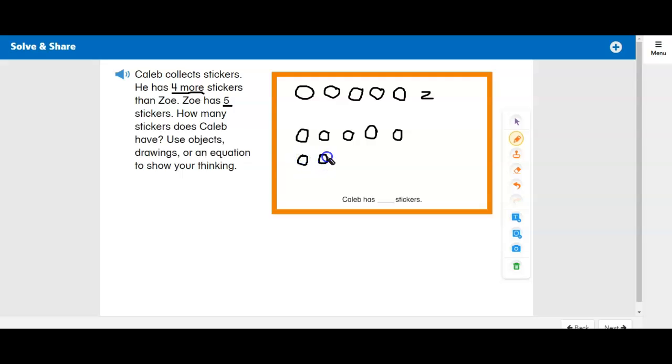1, 2, 3, 4. These are Caleb stickers. So, if Caleb has 4 more than Zoe, so Zoe has 5, and Caleb also has 5, and then 4 more. So we're going to count on from 5. So 6, 7, 8, 9. That would mean that Caleb would have 9 stickers total.